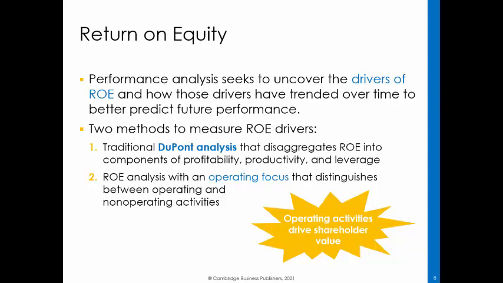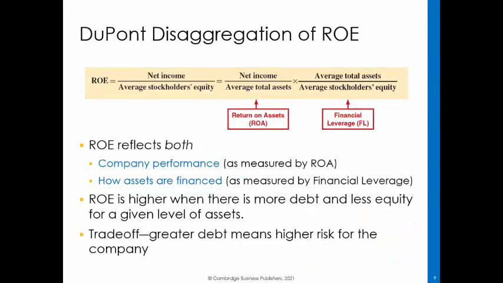To disaggregate ROE, you can divide it into components which provide a different perspective to inform your analysis. The traditional DuPont analysis disaggregates return on equity into components of profitability, productivity, and leverage. The second method extends the traditional DuPont analysis by taking an ROE analysis with an operating focus that separates operating and non-operating activities. This slide illustrates the components of DuPont disaggregation of ROE.